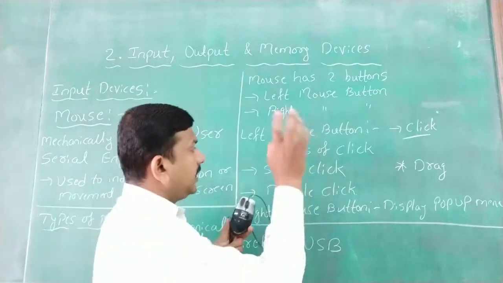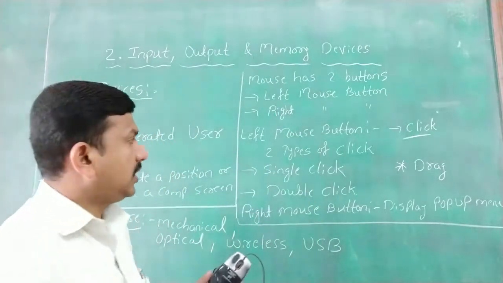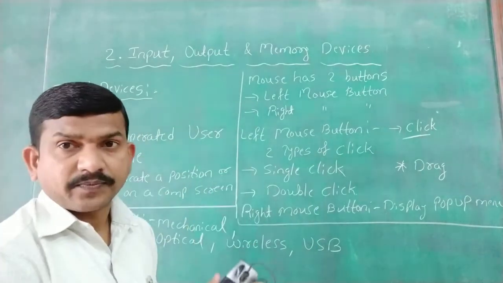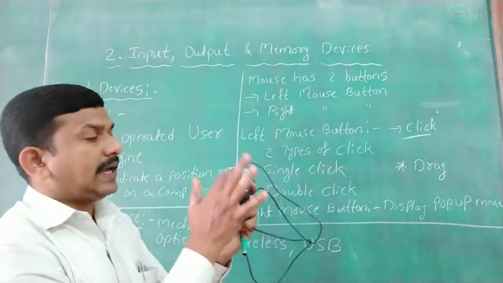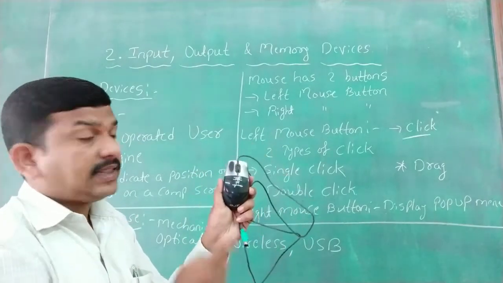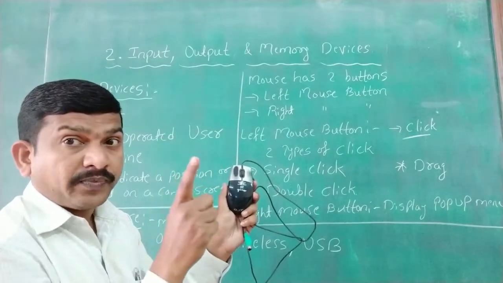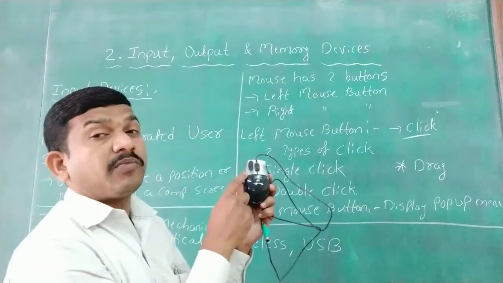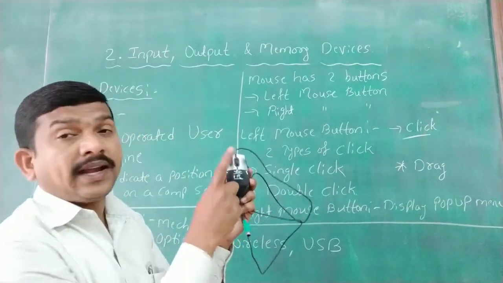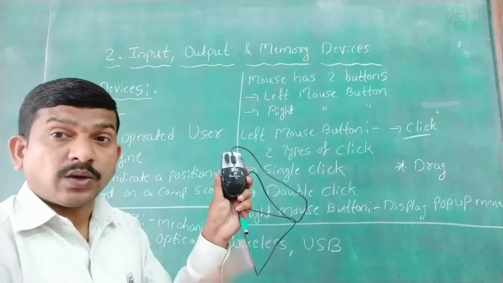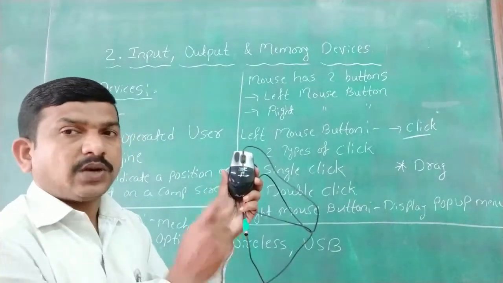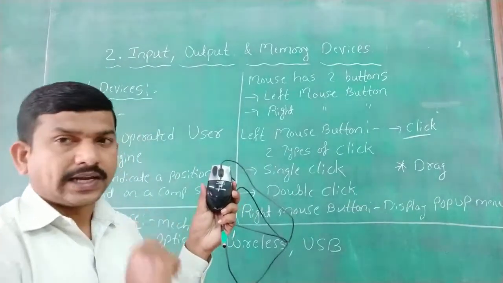Then what do you mean by double click? There are 2 types of click: single click and double click. This is a single click. Single click means what? Press and release the left mouse button. Remember, when we say click, which button should be pressed? The left mouse button. So press and release the left mouse button only once, we call it a click or single click.